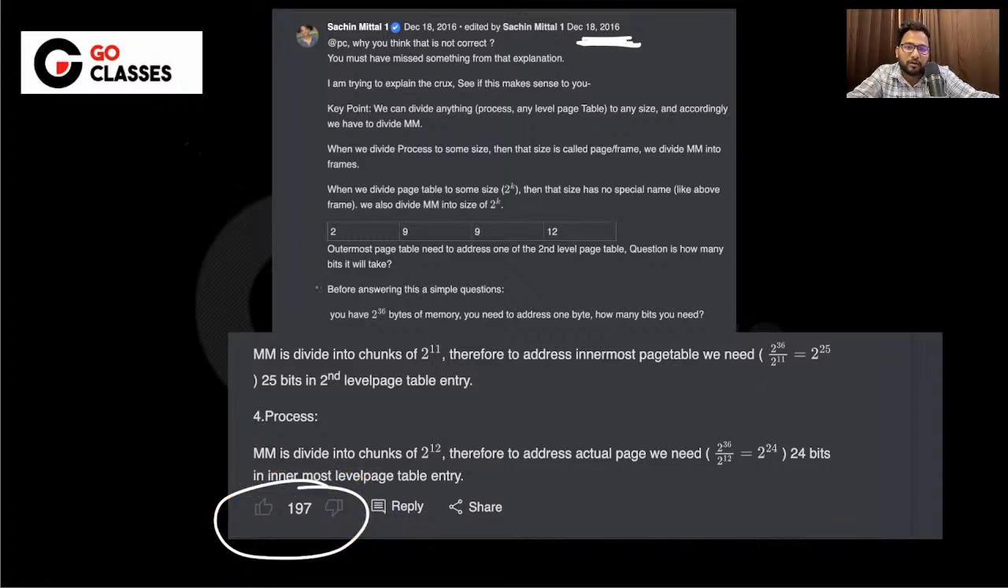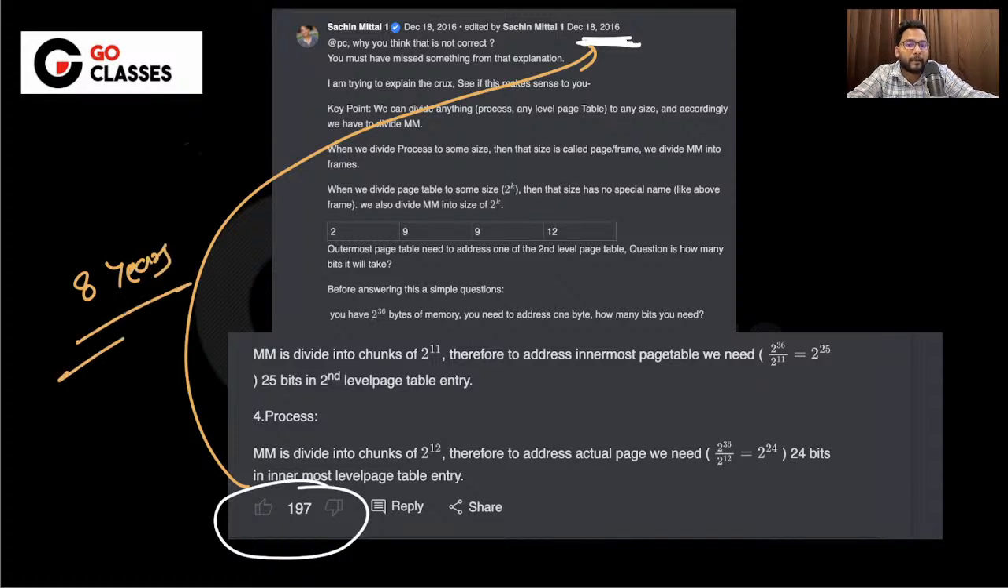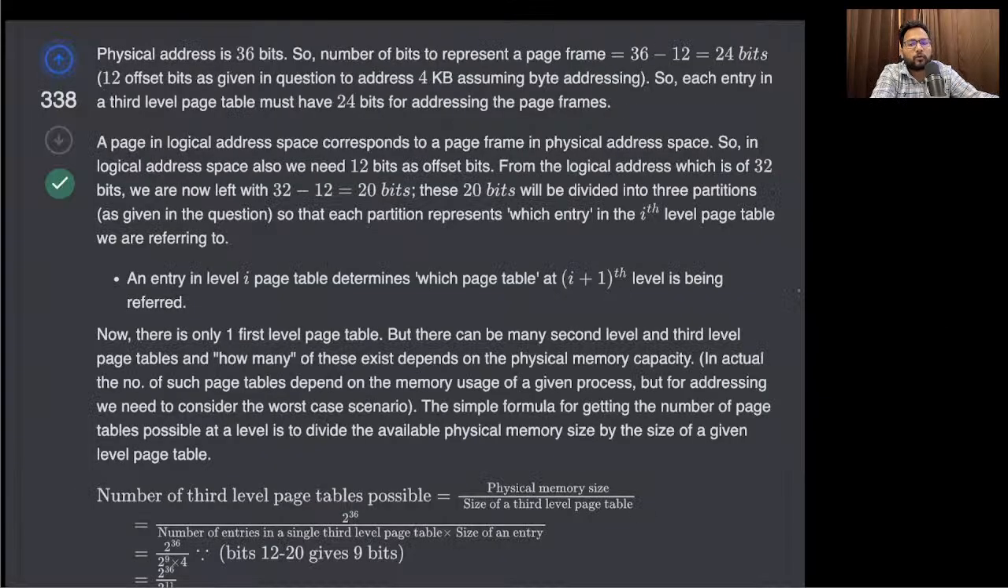So this is an 8-9 years back comment. When I was preparing for GATE, I commented, and this comment has got 197 upvotes. So this is one of the very popular questions in GATE, I mean, in the entire memory management topic.